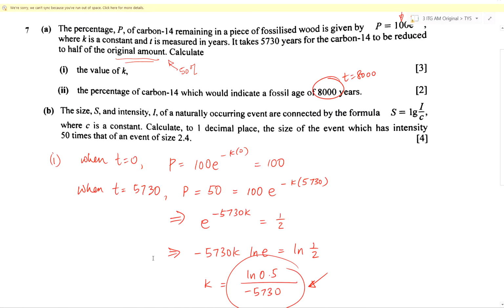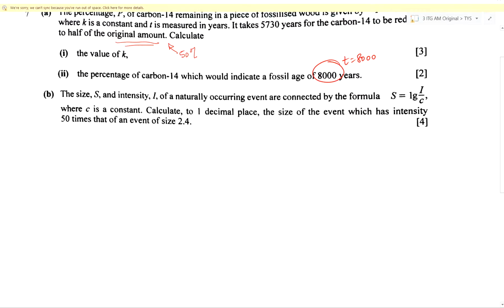Now in part B, it's a separate question. Okay, now in part B, we have the size and intensity of an event connected by this formula. So depending on the intensity of the event, the size changes, and c over here is a constant. So without actual values given to you, they want you to find the size of the event, which has intensity that is 50 times that of an event of size 2.4.